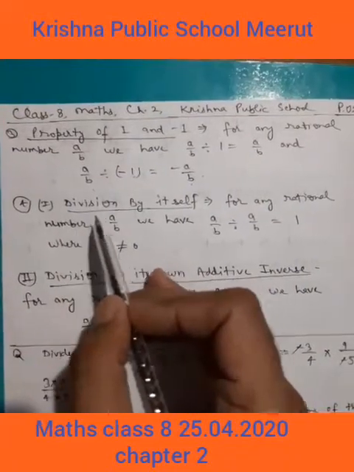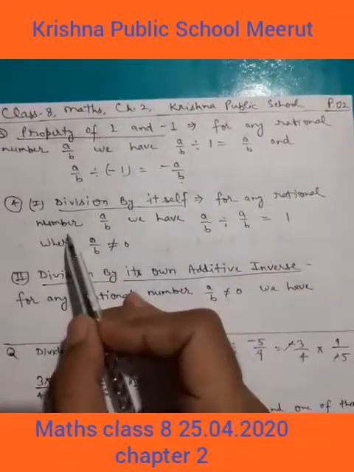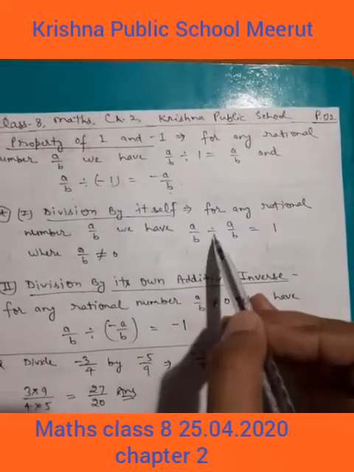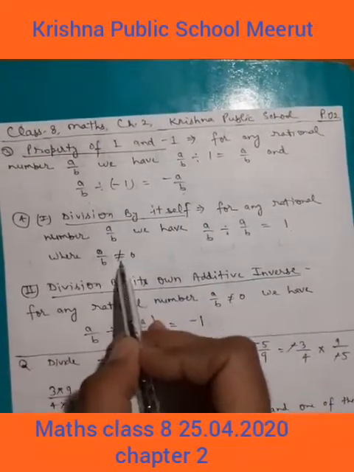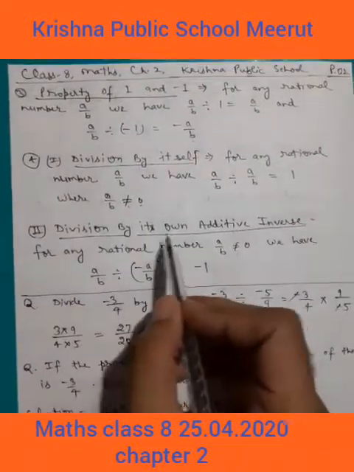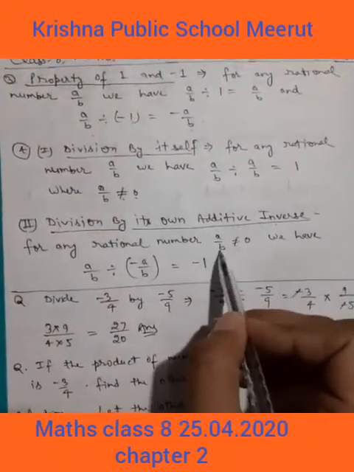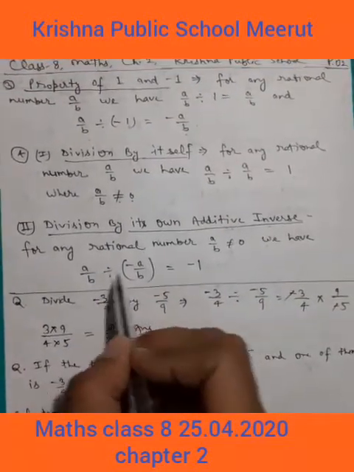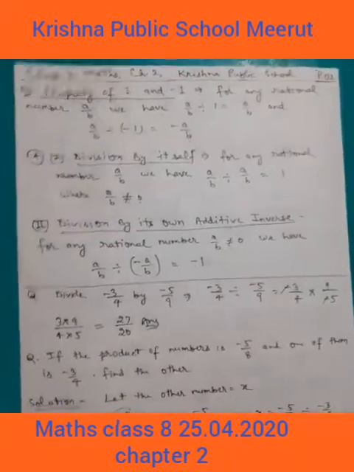Now the next property is the fourth property. The first part is division by itself, meaning for any rational number A upon B, we have A upon B divided by A upon B is equal to 1, where A upon B is not equal to 0. The second point is division by its own additive inverse. For any rational number A upon B that is not equal to 0, we have A upon B divided by minus A upon B, in brackets, is equal to minus 1.